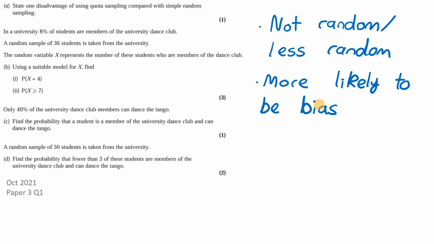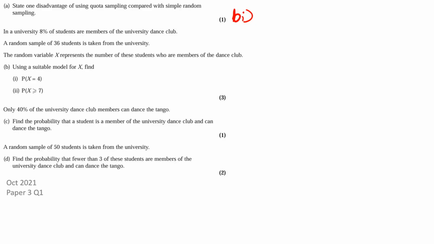Okay, so the question goes on and it says, in a university, 8% of students are members of the university dance club, and a random sample of 36 students is taken from the university, and the random variable x represents the number of these students who are members of the dance club. And for part B, using a suitable model for x, we need to find, for the first part, the probability that x is equal to 4.